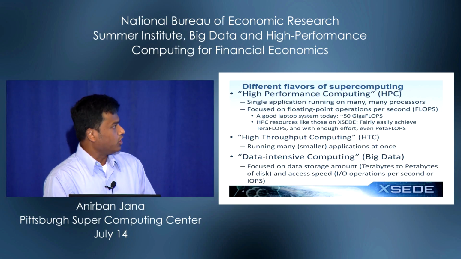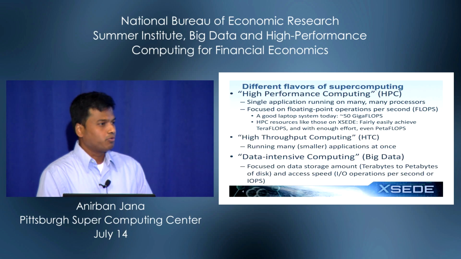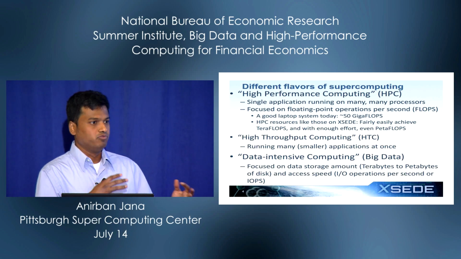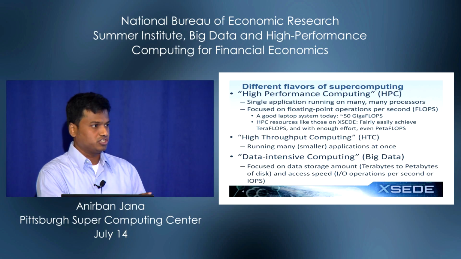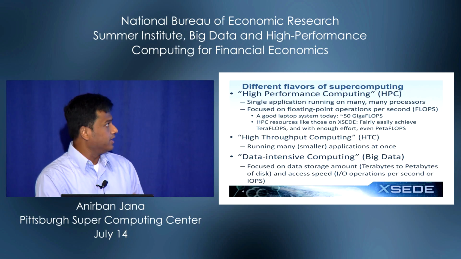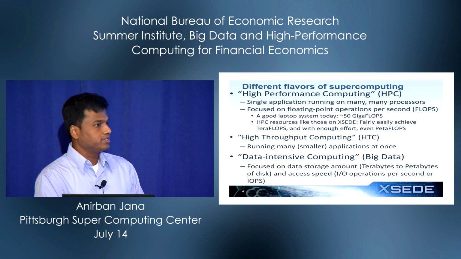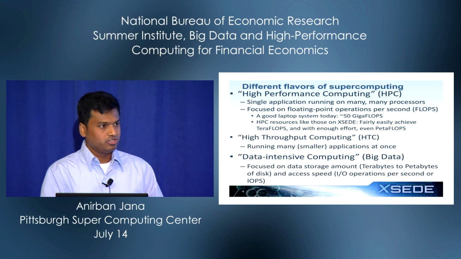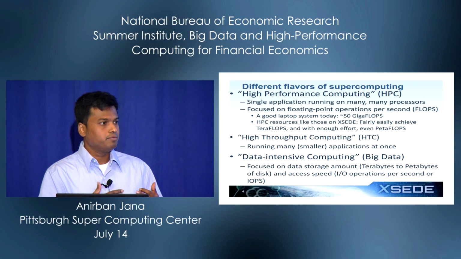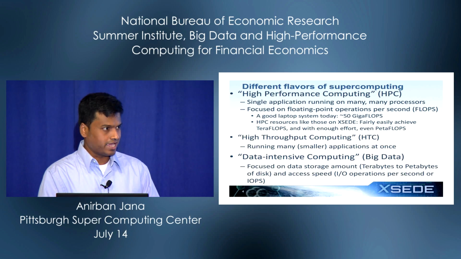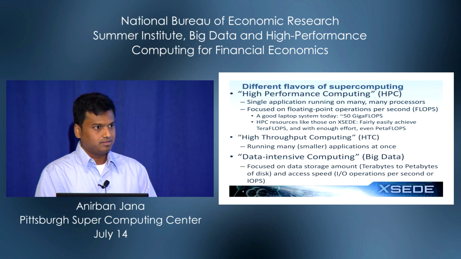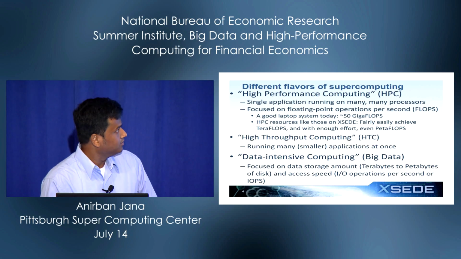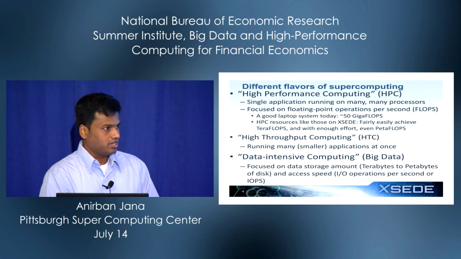High throughput computing requires a little less data movement because each of these applications is smaller, but high performance computing is where you have a single application running across many nodes. You have to do a lot of work to make the data movement efficient, so that the processing elements are fed data at a high rate, and that might require a lot of work.